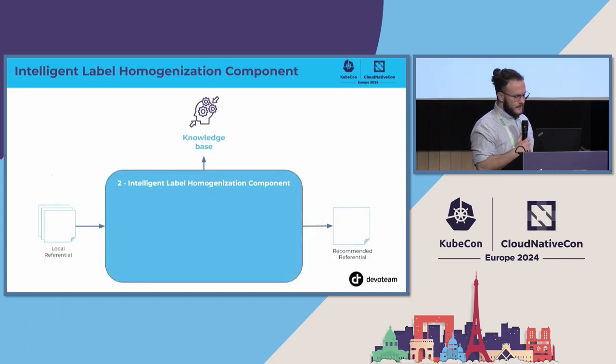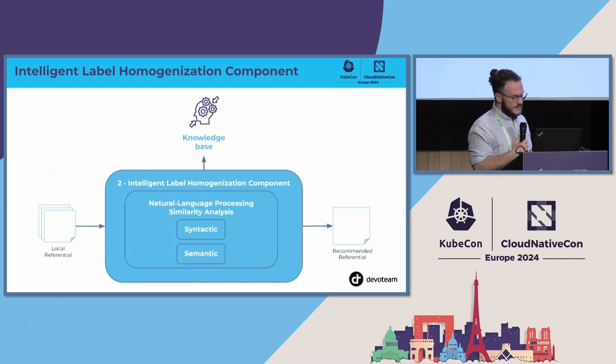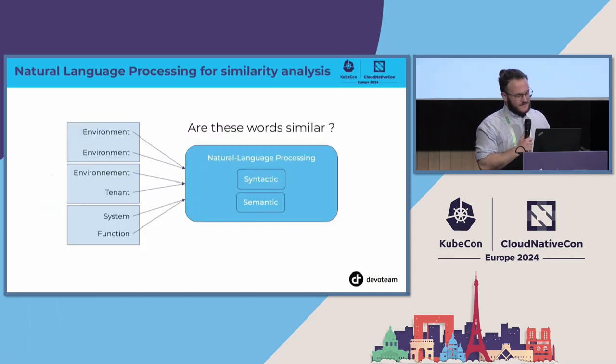So in the next step, we have the intelligent label homogenization component we propose, which is, as I said, based on the knowledge base. And it's based on natural language processing and similarity analysis, which will allow us to connect the label defined in your local referential with data in your knowledge base, based on syntactic and semantic analysis, and get the recommended referential, which will be used as in the first slide.